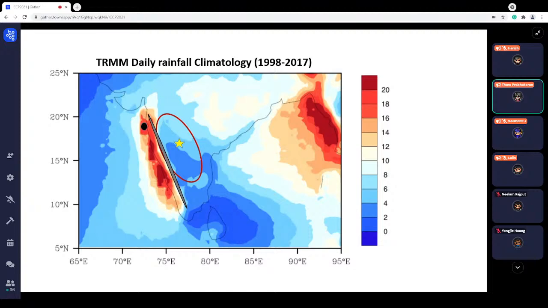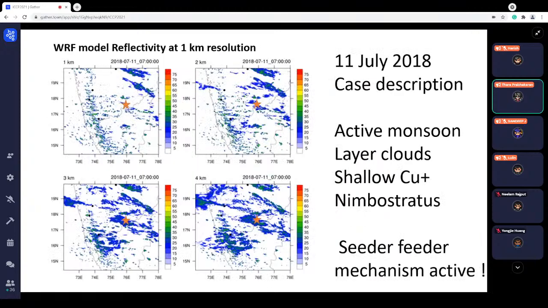So I will present one case. Here I'm talking about the 11th July 2018 case. It was an active monsoon period, and we had layer clouds, shallow cumulus and nimbostratus clouds. Actually, it was the formative stage of the nimbostratus clouds. The interesting point for me was that the seeder-feeder mechanism was active in this particular case.